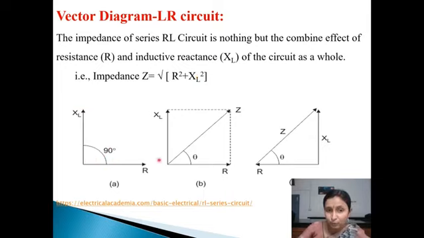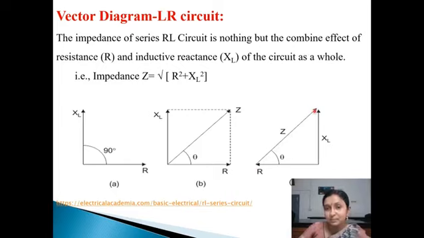When we consider the pure resistance, the phase angle between the current and voltage is 0. When we consider the pure inductance, the phase angle between the current and voltage is 90. When we take both R and L, that is resistance and inductive reactance, the phase angle is between 0 to 90. So Z is the combined effect of these two, so we can denote this is R, this is XL, this is Z.